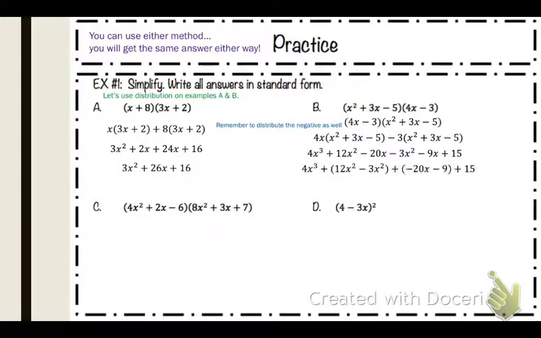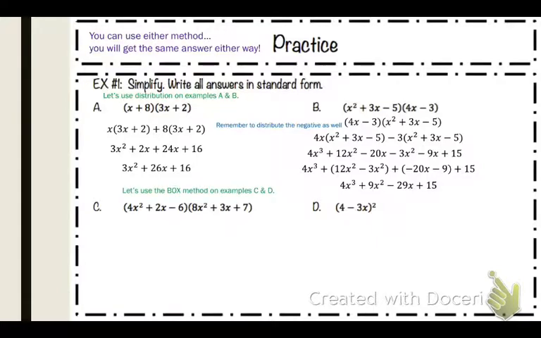And now we just combine like terms. So we have 4x cubed plus 12x squared minus 3x squared. And then plus the negative 20x minus 9x, that's supposed to be an x right there, and then plus 15. And we end up with 4x cubed plus 9x squared minus 29x, because that is a 9x, I just forgot the x, then plus 15. And you're done, that's your final answer. Okay? Now let's look at example C.